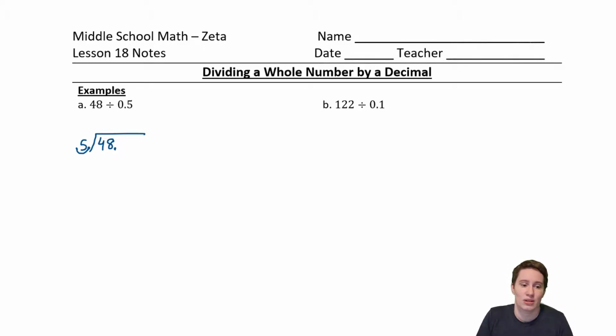So I'm going to take this 48 and move the decimal over one place, so that instead of doing 0.5 into 48, I'm actually going to do 5 into 480.